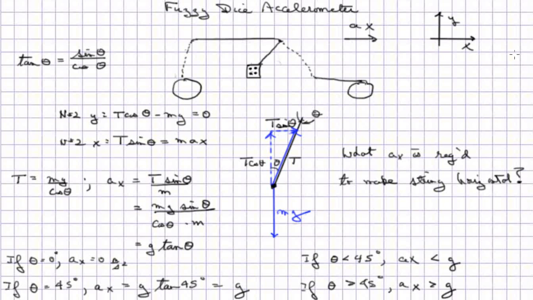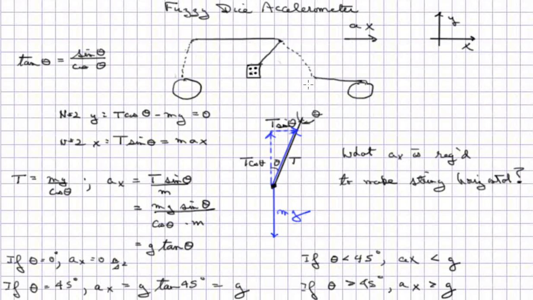This YouTube is about a fuzzy dice accelerometer. So if you look at my sketch at the top here, this is the body of a car seen in profile. Here's the front window, this is the back window. And from the top of the window there is a single fuzzy dice that's hanging down with a string.